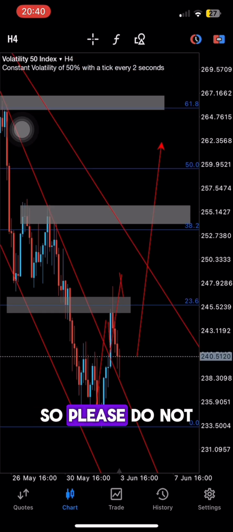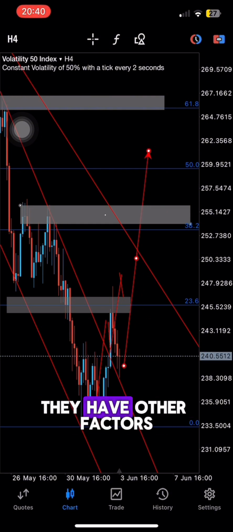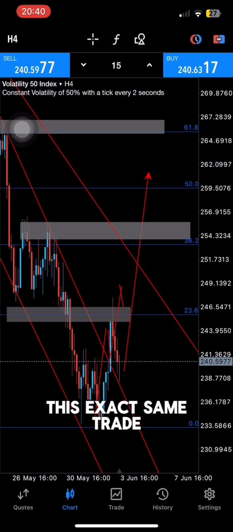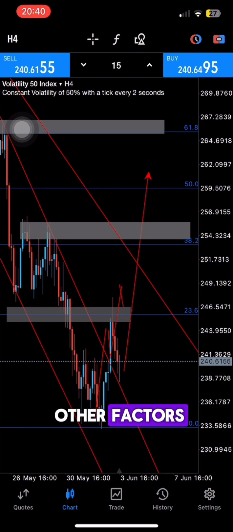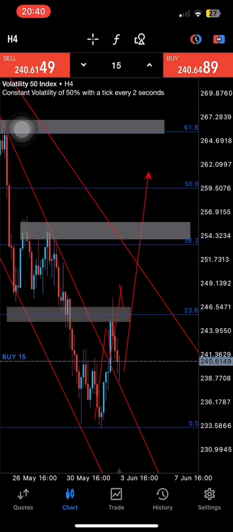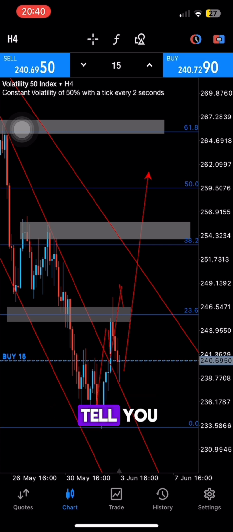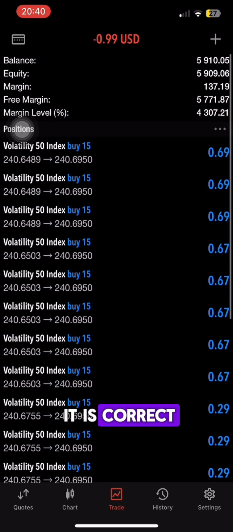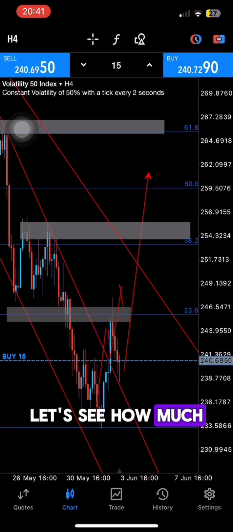So please do not forget, these kind of patterns, they have other factors that influence them. Sometimes you might see this exact same trade, but you might fail because there might be other factors that are not in this chart. So it is actually wise to join the mentorship, of course, so that I will tell you all those factors that might affect your trade, even if you think it is correct. So now I have entered the buys. Let's see how much we can get from this one.